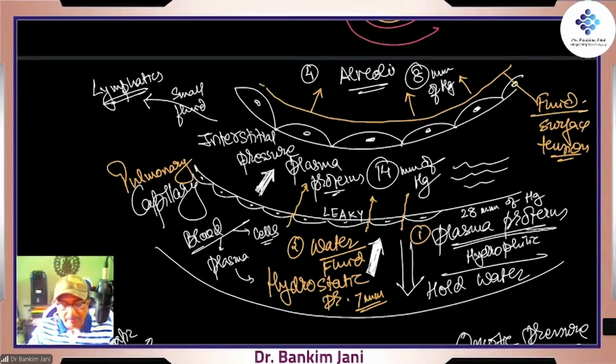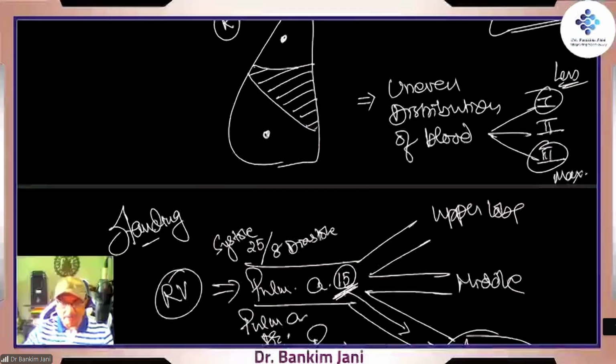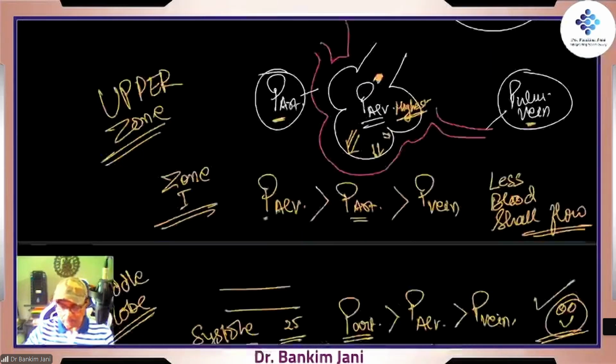In pulmonary edema, very easy. When the water gets collected over here, or water gets collected over here, in both the cases it is called pulmonary edema. When it is in the interstitial space, it is interstitial pulmonary edema. When it is in the alveoli, it is called alveolar pulmonary edema. Okay. And the zones, these are the zones.